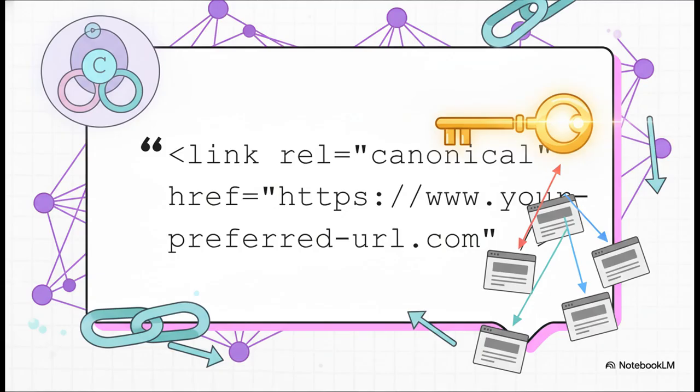Let's break it down real quick. Rel just stands for relationship. So what you're doing is telling the search engine that this page has a canonical, which is just a fancy word for master, relationship with the one specific URL you put in there. You're literally pointing to the one true version.